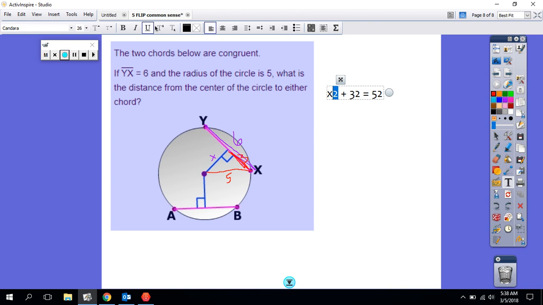All right, so let me fix those squares. What we'll want to do next is go ahead and figure out what 5 squared and 3 squared are. So that's going to be x squared plus 9 equals 25. Subtract 9 from both sides, so x squared equals 16. And take the square root of both sides, and you should get x equals 4.